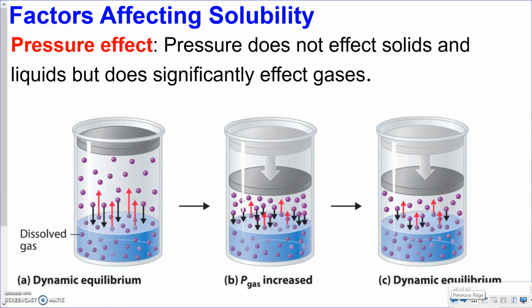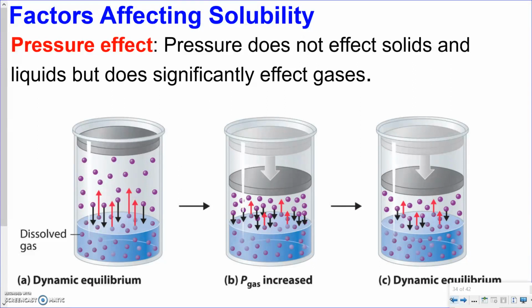Okay, we also have the pressure effect. Now, of course, pressure is not going to affect solids and liquids in any way, shape, or form. They're already as compressed as they can be. So what does pressure affect? It affects gases. If you've ever been to the Coke factory and seen the machinery for how they add the Coke to the bottle, they say the bottles are already pressurized. Well, what's the purpose of that?